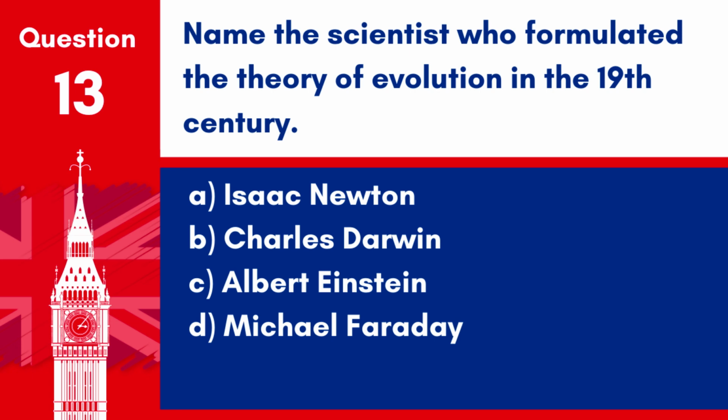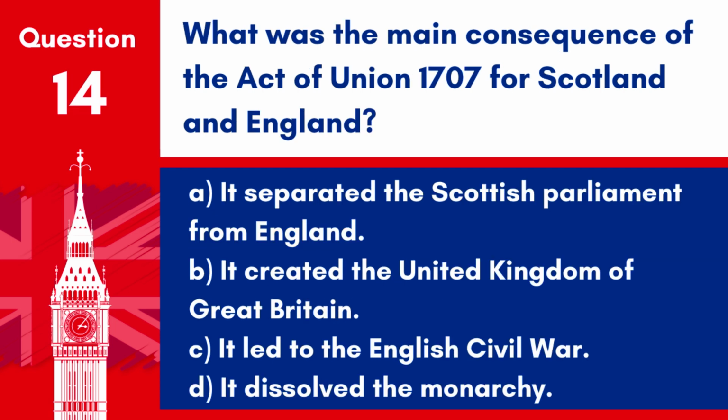Answer B. Charles Darwin. Charles Darwin formulated the theory of evolution by natural selection, published in his 1859 book, On the Origin of Species. Question 14.